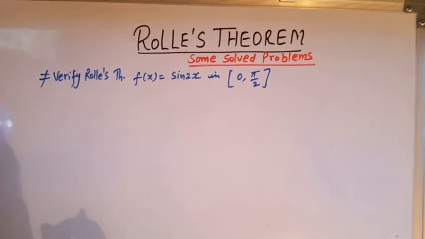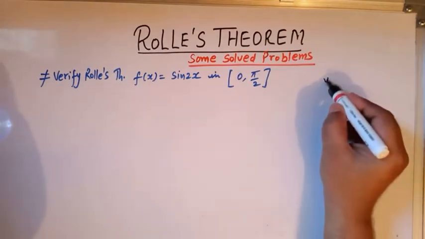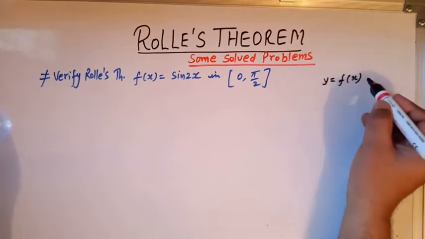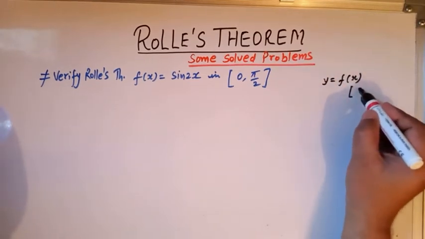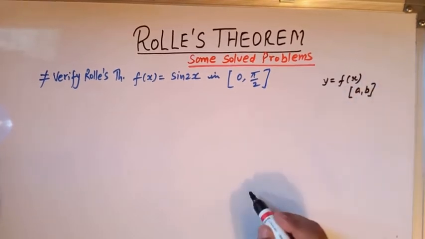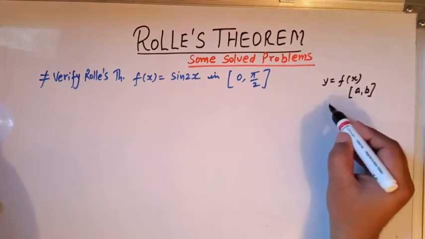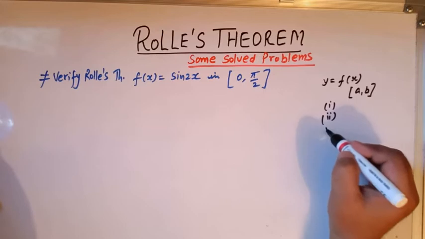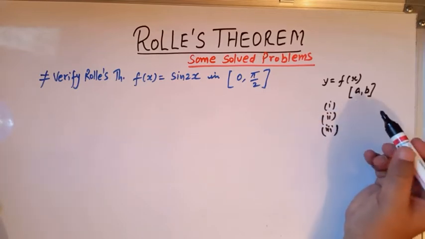So let me first remind you, or let us recapitulate what is Rolle's theorem. This is just for the viewers who have not watched my previous video. So Rolle's theorem says that if y equal to f(x) be a real function, and if it is defined in the closed interval [a, b], and if it satisfies three conditions. Clear? And what are these conditions?